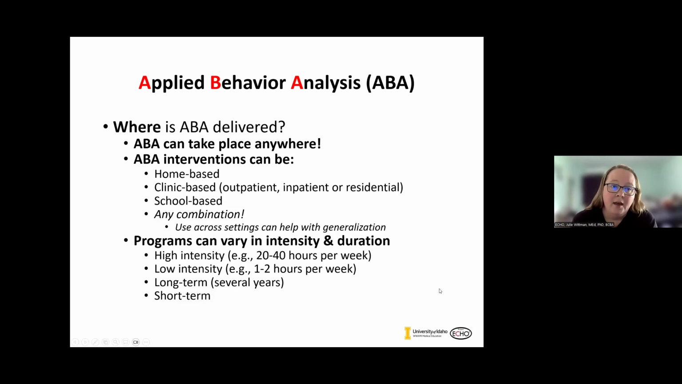ABA can be delivered anywhere, in a park, in a home-based environment, in a clinic-based environment, in school, at the swimming pool, wherever the child happens to be. ABA can take place pretty much anywhere. It's really nice if you can implement it across settings to help with generalization of those skills from one environment, one person to another, but it pretty much can take place anywhere. And it really should take place where the challenging behaviors are happening.